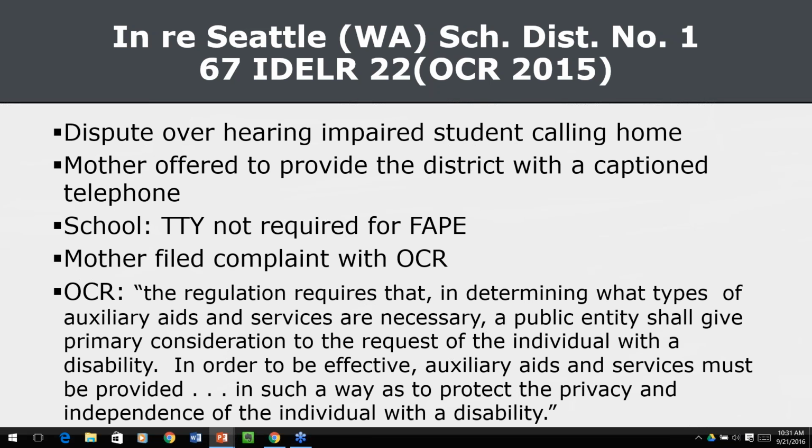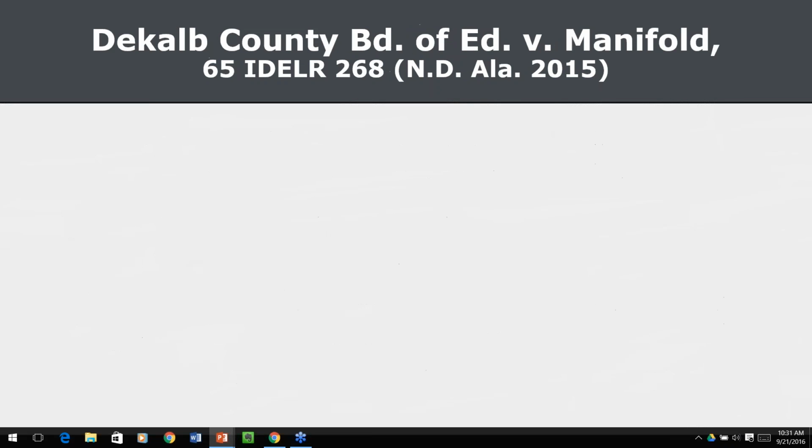When mom filed her complaint with OCR, OCR said that this was a violation and the school entered into a resolution agreement. You can see the quote here that OCR says, providing the ability to call home in a method that wasn't as private as the ability to call home that other kids had, that doesn't provide equal benefit under the ADA Section 504 standard. So that's a key question is, again, that comparative ability.